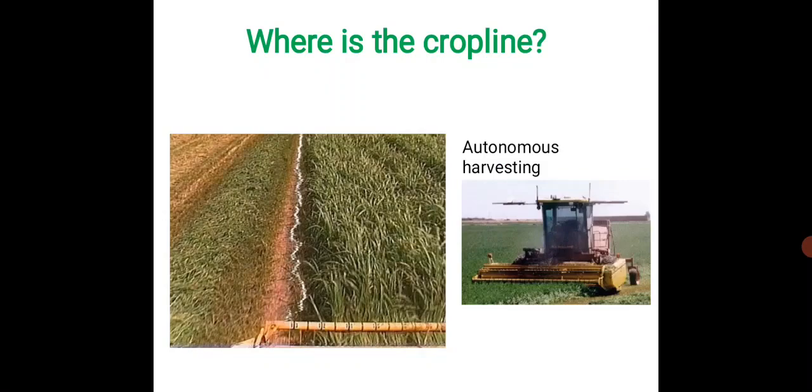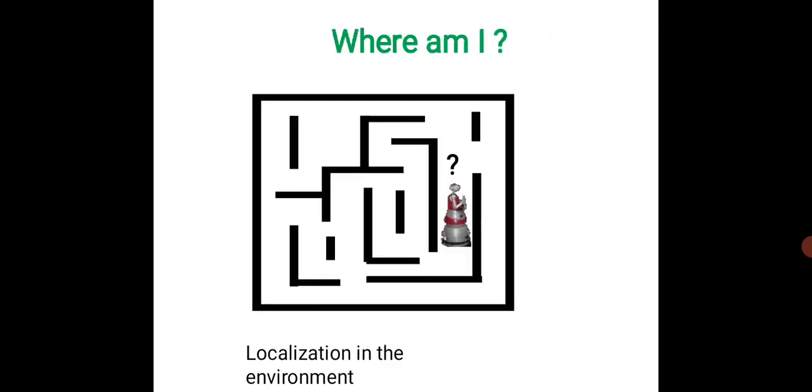So seeing this picture, you could see where the crop line is. So you could see a crop line over here, where the sensor would detect the edges, used in autonomous harvesting. Similarly, you could see a maze, where I need to spot where I am in an environment. So where am I? In that case also, the sensor will be used to detect the path which is open or closed.